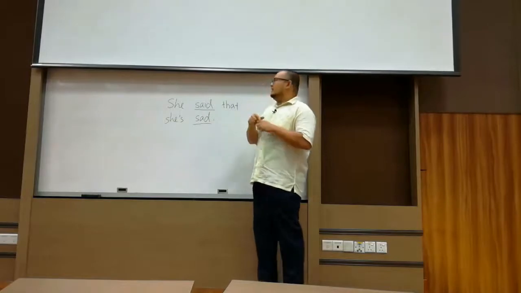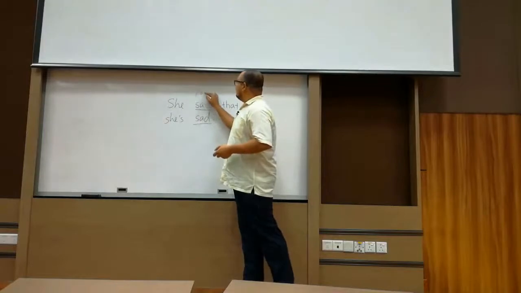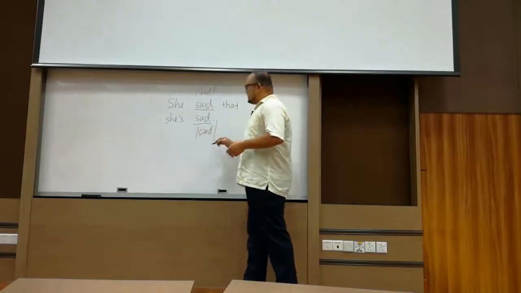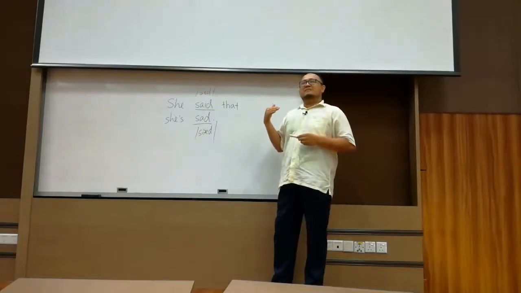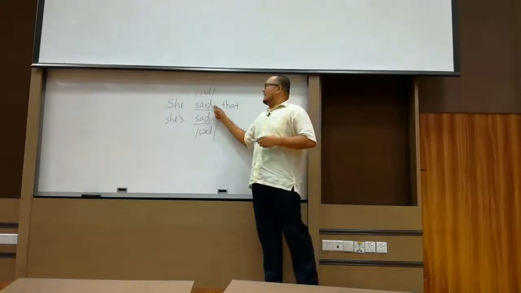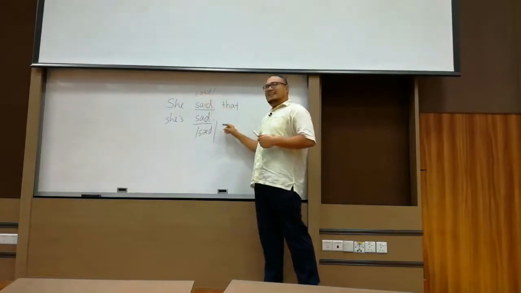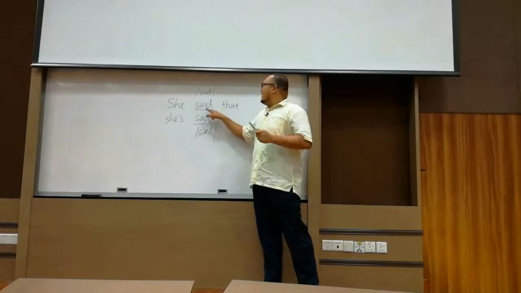Okay, I'll give you the correct pronunciation. I'll give you the phonetics. This is how you read it. She said that she's sad. What's the difference? Listen. She said that she's sad. Correctly, one vowel is longer than the other. This one is long. This is not "said". Why? Because you keep on spelling it and pronouncing it.